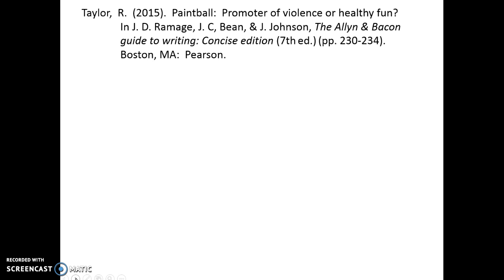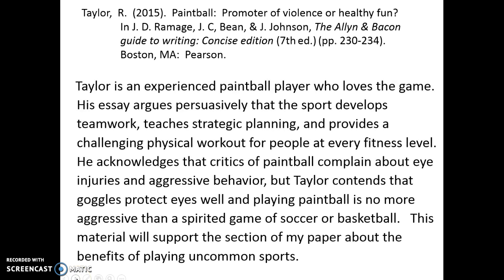So here's a sample. You'll notice that this is in APA format, where it says the author's last name, the first initial. Here we have the year. We have the title of the article and that it was in a textbook. Here are the authors of the textbook. Here's the title of the textbook, the edition, and the publisher. So what would the annotation for this source look like?